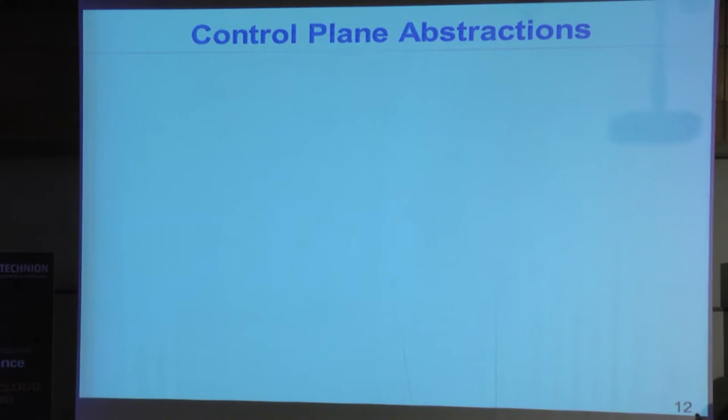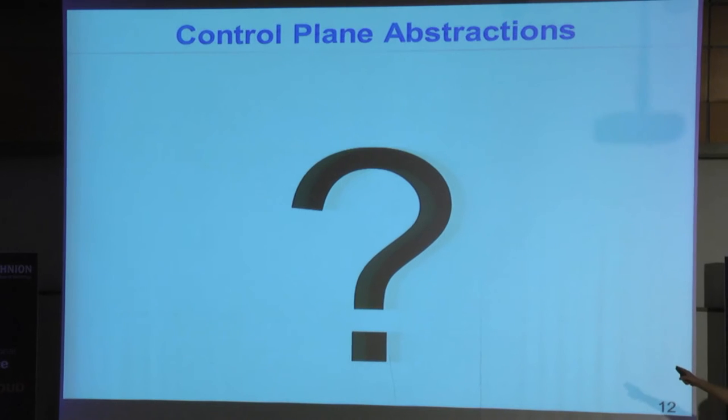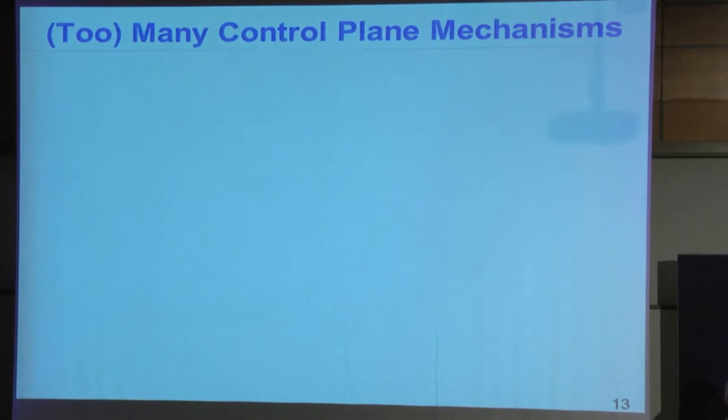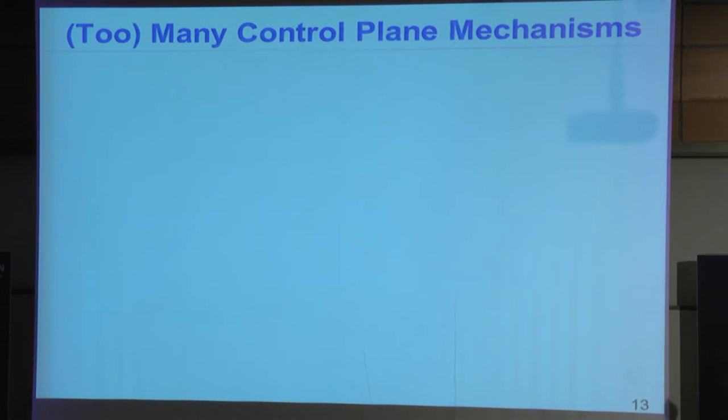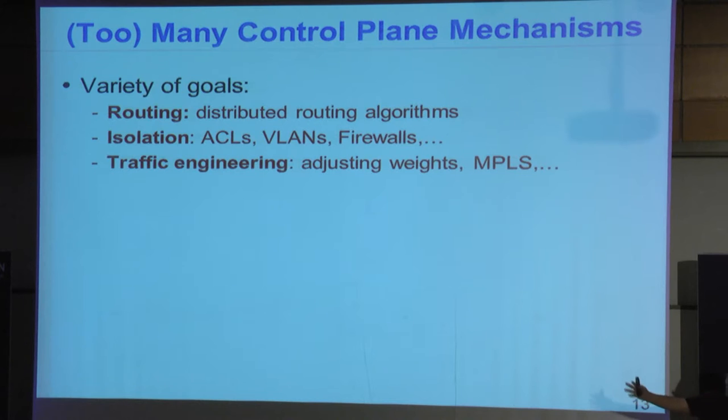What about the control plane? What abstractions do we have in the control plane? Anybody? Good question. What abstractions do we have in the control plane? So, we have lots of mechanisms in the control plane, and they do lots of different things. They do routing. We have a whole family of distributed routing algorithms, OSPF and IS-IS and spanning tree, all sorts of things. We have isolation. So we have ACLs. We have VLANs. We have firewalls. And you have traffic engineering and all sorts of mechanisms for traffic engineering. So you have lots of mechanisms that are trying to affect the routing, the forwarding state.